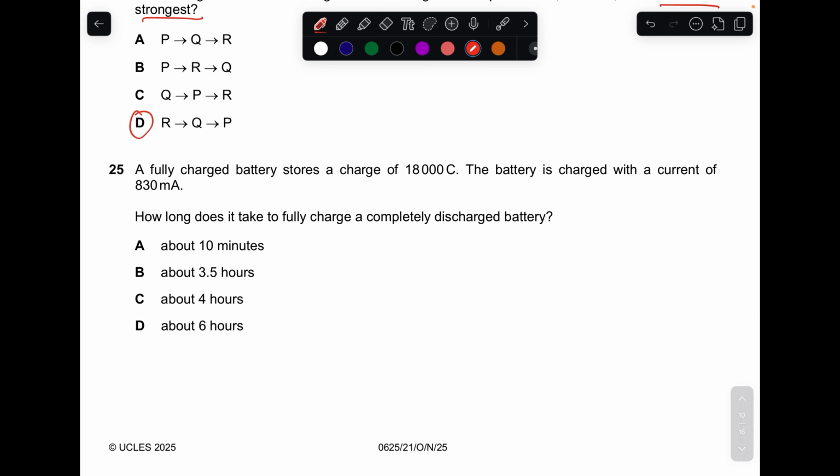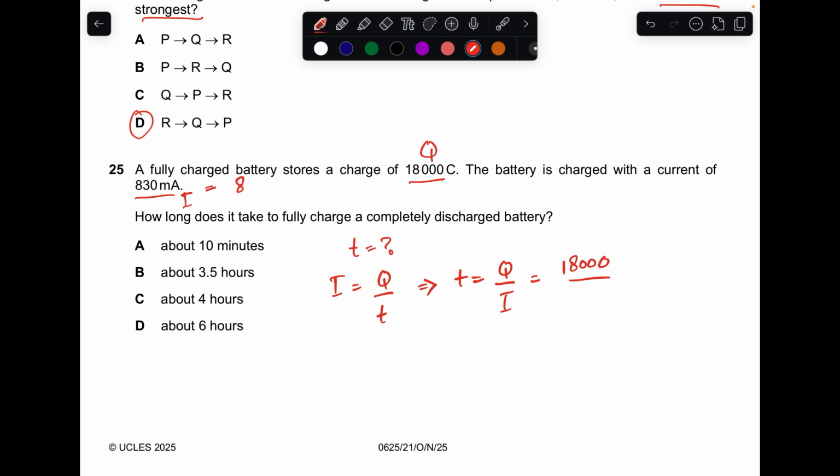A fully charged battery stores a charge of 18,000 coulomb. The battery is charged with a current of this. How long does it take to fully charge the battery from completely discharged? Okay, so you have to find time. You have Q, you have I. So we know I is equal to Q over T, right? So I can write T is equal to Q over I. Q is 18,000 and I is in milli, so it will be 8,000 × 10 power minus 3 ampere. You just have to put the values with the correct units and do the calculation carefully.